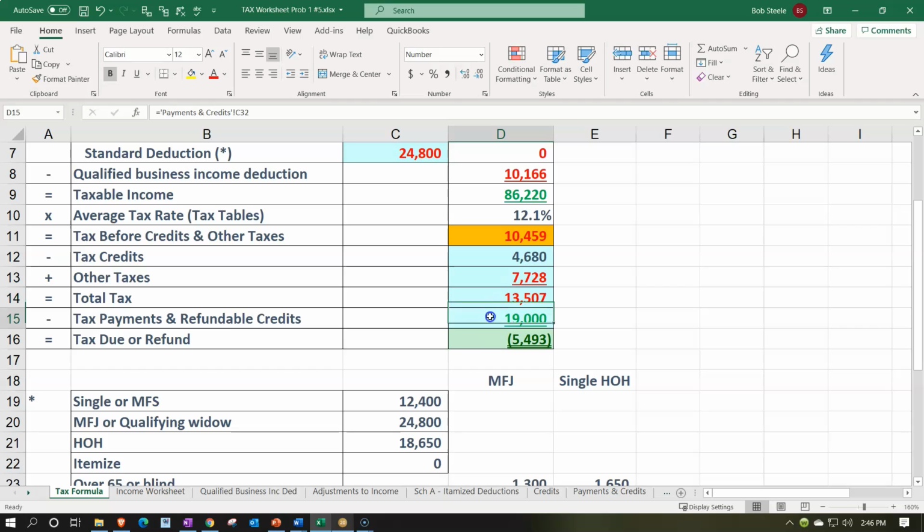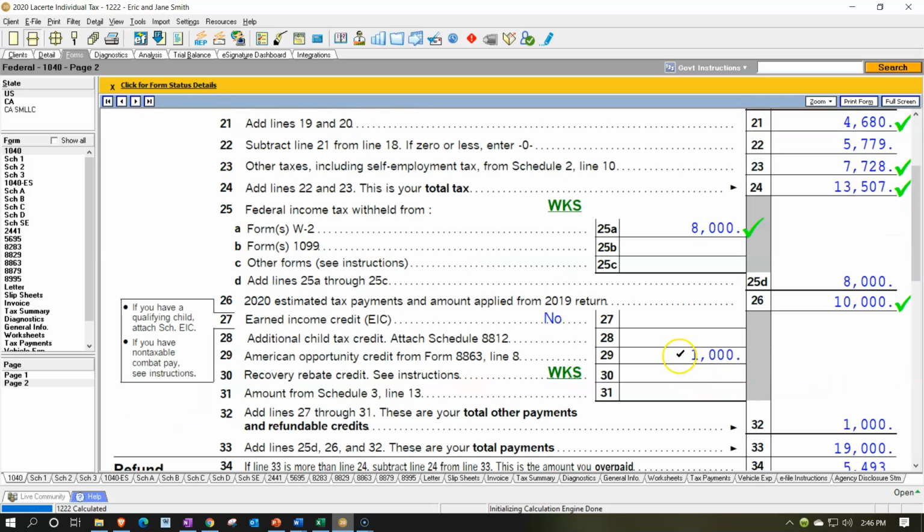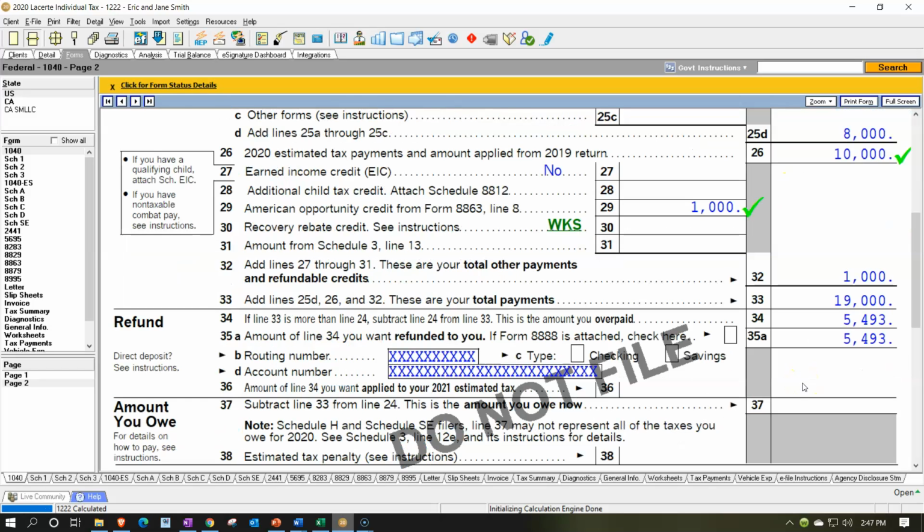Then we have our payments, which also include the refundable credit, which in this case is part of the HOPE credit. This includes the withholdings, then the estimated payments, which in this case we made, and then the refundable credit, which is the 1,000. So here it is broken out: the 8,000 on the withholdings from the W-2s, the 10,000 for the estimated tax payments, and the 1,000 refundable portion of the HOPE credit, giving us that 19,000. The 19,000 compared to the 13,507 total tax then gives us a difference, or overpayment, of the 5,493.